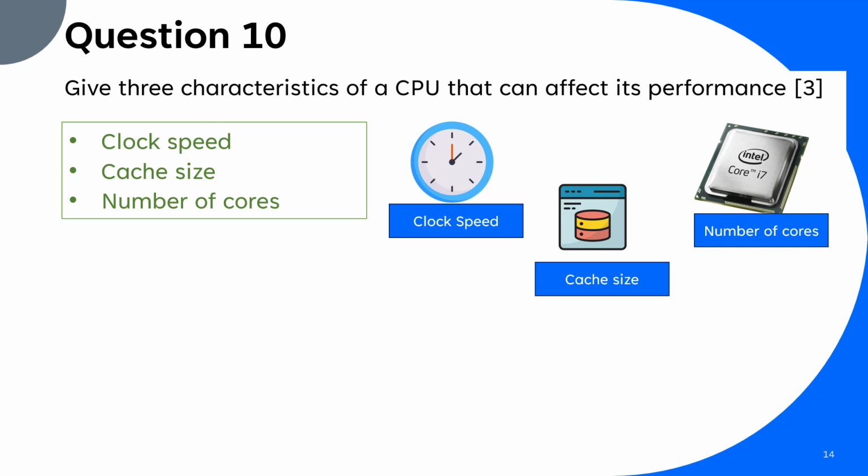That's it. 3 characteristics of a CPU that can affect its performance: clock speed, cache size, number of cores. Now, you're not required in this question to explain any of them. It's just 3 marks, 3 characteristics. Remember the 3 C's: clock speed, cache size, cores. We'll go into a bit more detail soon about what each of them are.